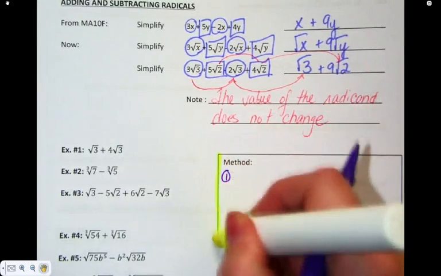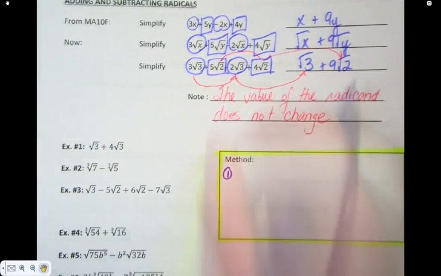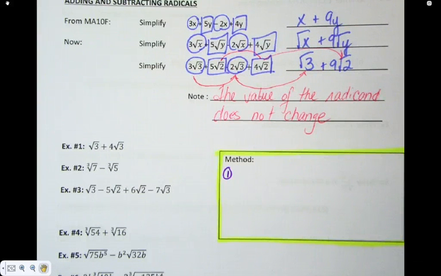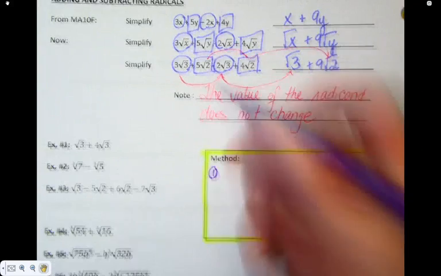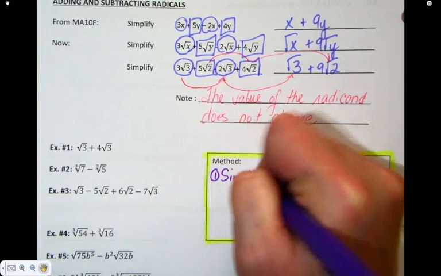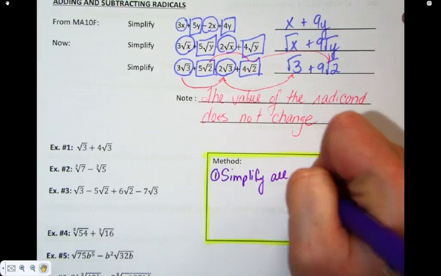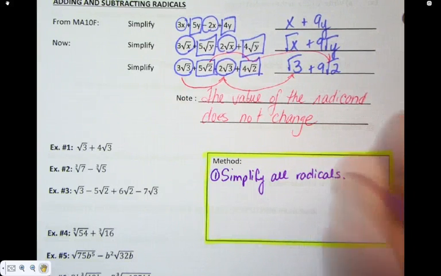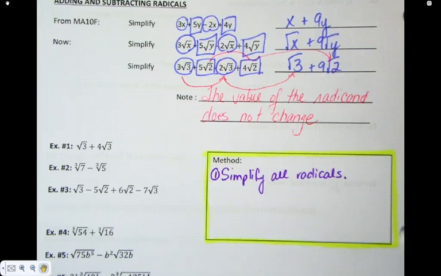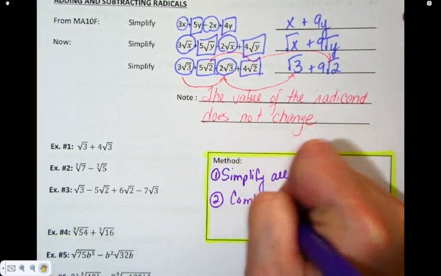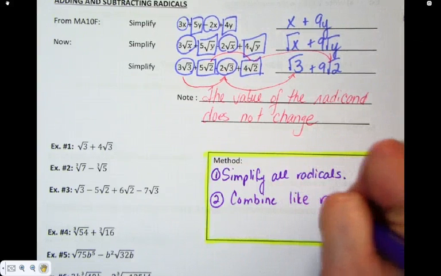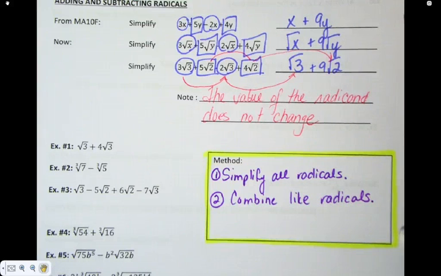Here's the method for adding and subtracting all questions with radicals. Step number 1. Simplify all radicals. That's what you did on Friday, and that's why you did it, because it's the first step of adding and subtracting. Step number 2, combine like radicals. So exactly the same way as like terms, we do with like radicals. That's it. Simplify, combine.